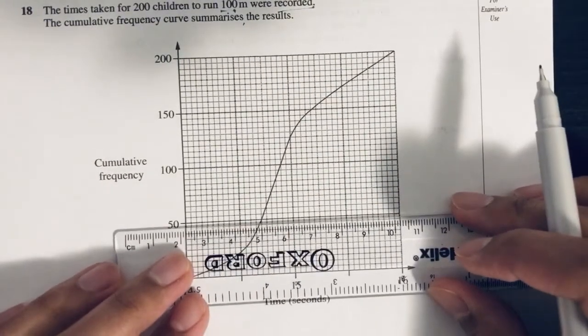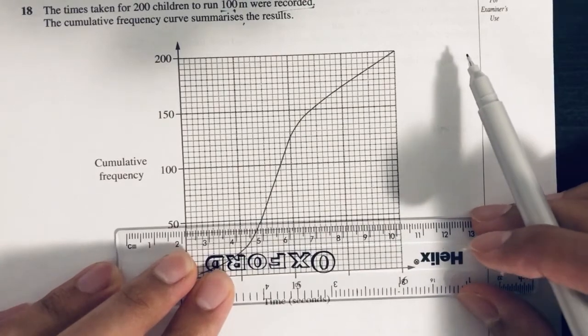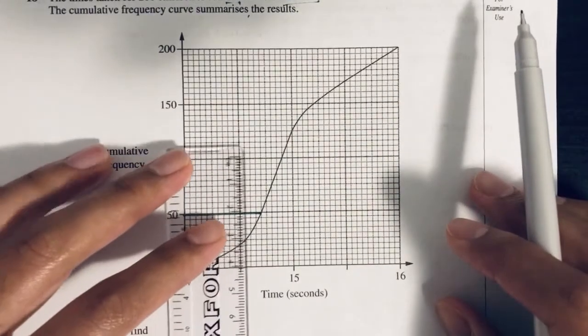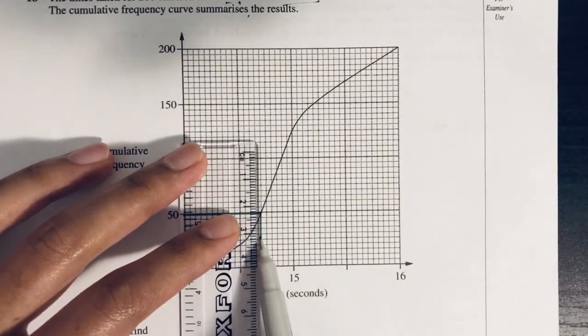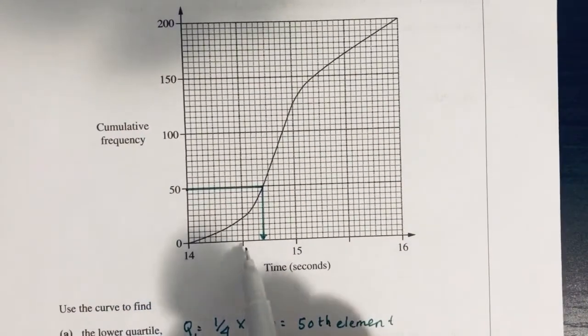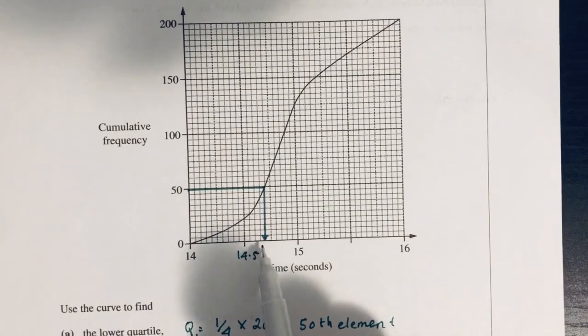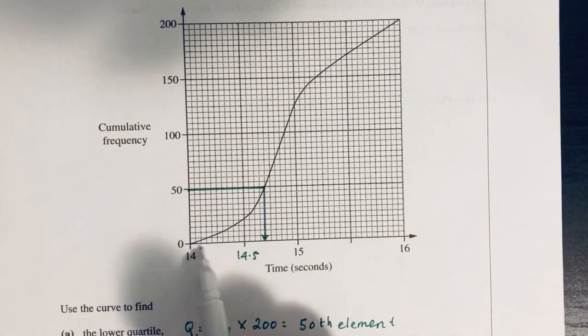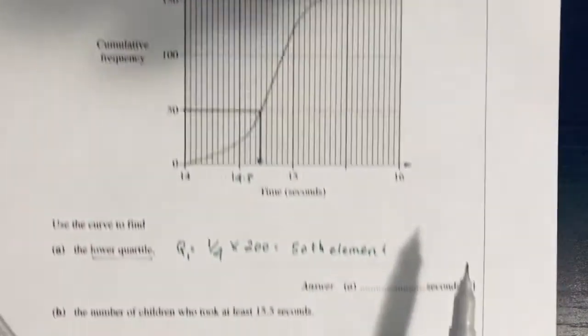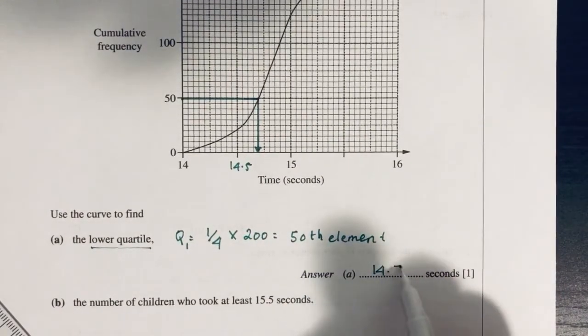It will be here. So as you can see, 50 intersects the curve at this point, and we have to draw a vertical line to find the value at which we have 50. So this is 14, this is 14.5, and what is this value? 10 squares is 0.5, which means 1 square is 0.05. So we have 14.7 will be the value here. 14.7.